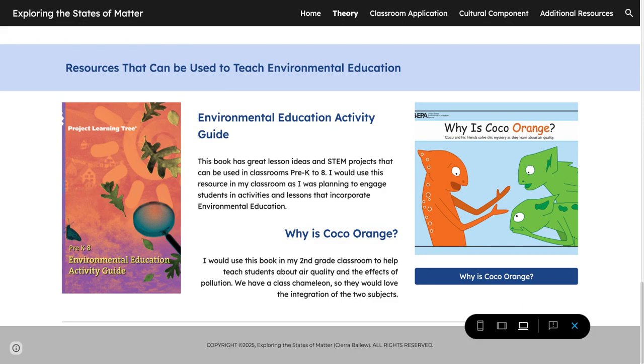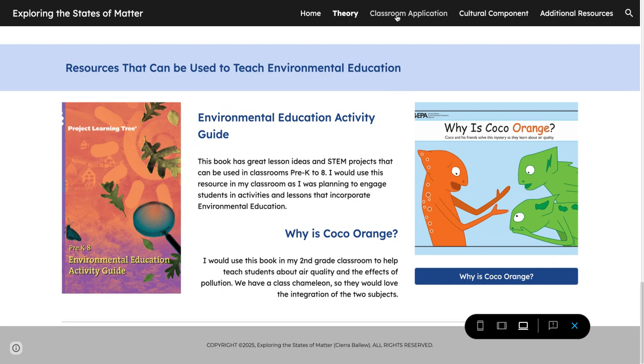The next resource is a resource actually for students and for teaching about air pollution. In my classroom, we have a pet chameleon, which you may have seen on the homepage. And this is a book, which you can click the button here to read. Why Is Cocoa Orange? It merges the ideas of chameleons and how they change their color, and then air pollution and what that does. And so that ties in with matter and also the environment.